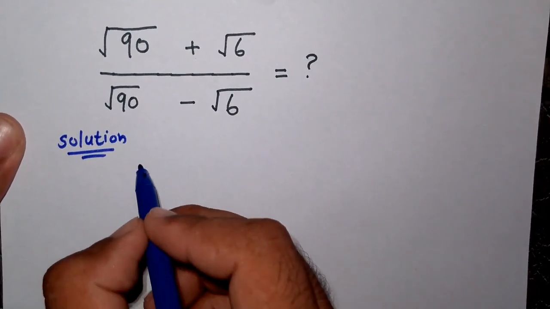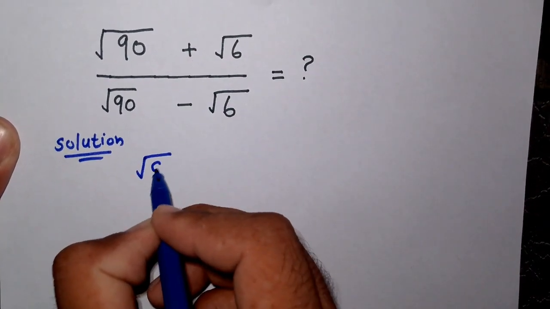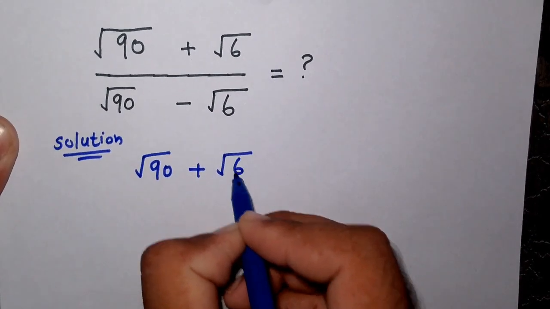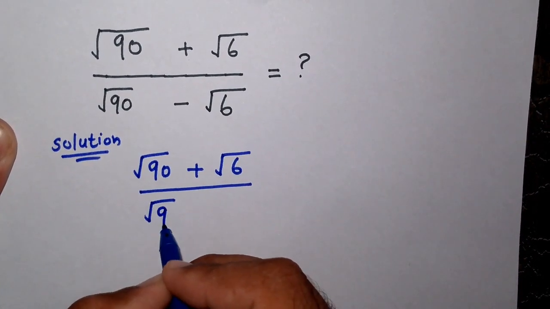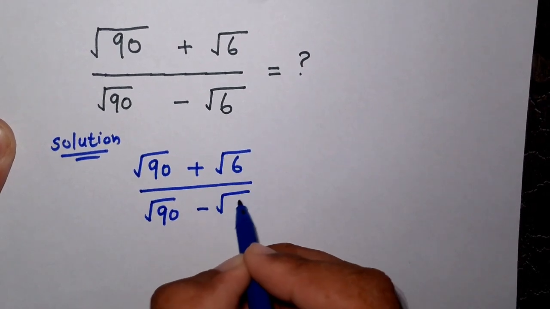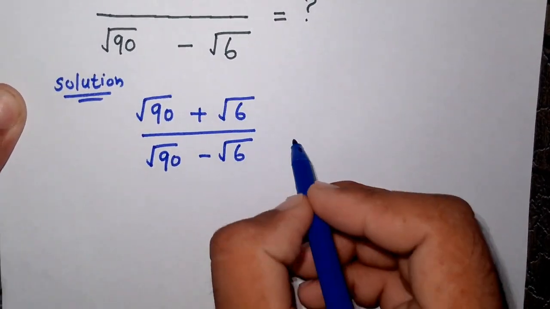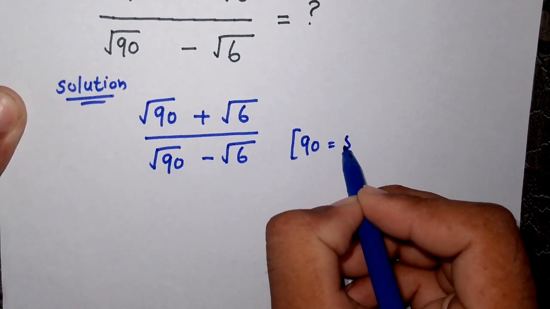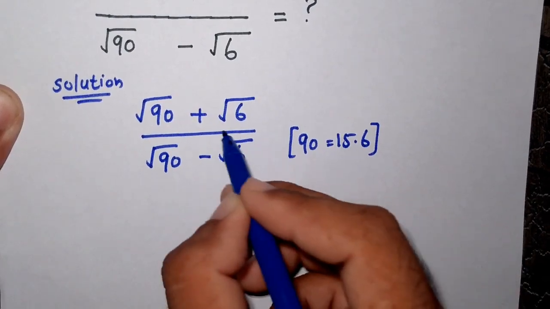The question is square root of 90 plus square root of 6 over square root of 90 minus square root of 6. Now in the next step, we know that 90 is equal to 15 times 6. So we have to replace 90 by 15 times 6.